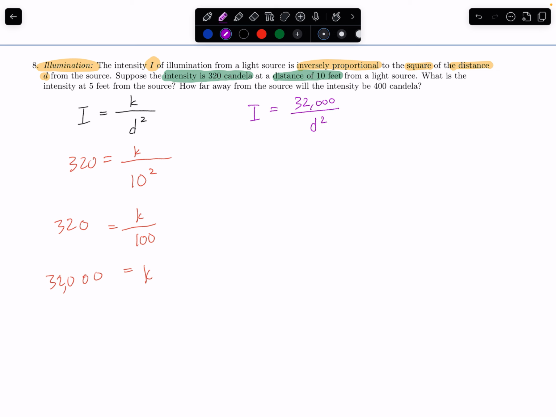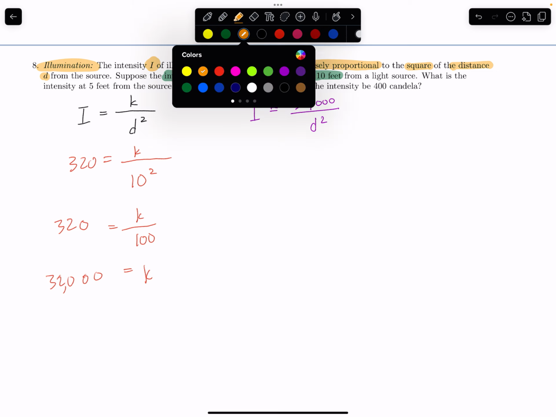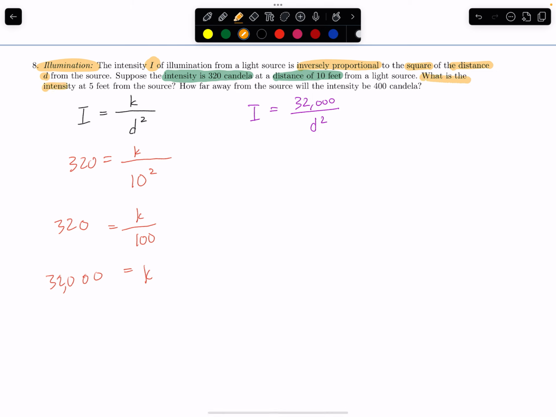Okay. And then now just plug in the new numbers that they give us for the next part of the question. Next part says, what is the intensity at 5 feet from the source? So in other words, the d is changing from 10 to 5 now. What happens? It's 32,000 over 5 squared, which of course is just 25. So easy, just plug those numbers in, right?